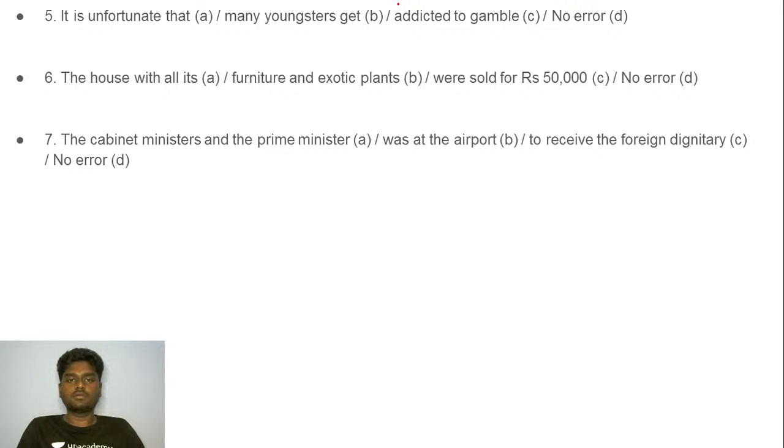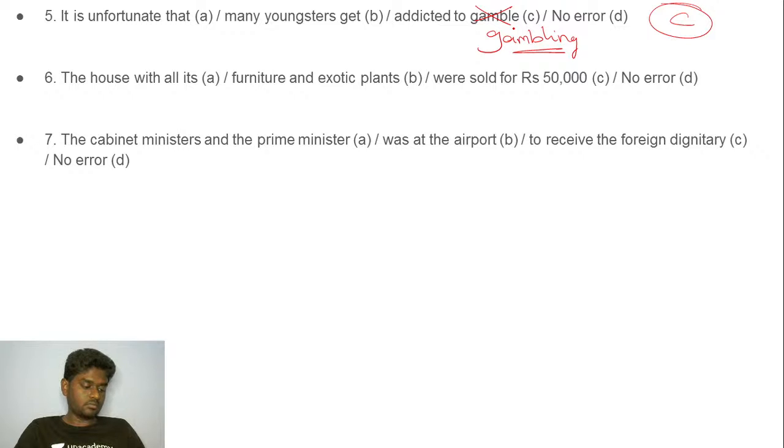Okay, good. So it is unfortunate that many youngsters get addicted to... It is not gamble. Gamble is actually a verb, right? Addicted to gambling. Gambling can be a verb as well as a noun, but gamble will always be a verb. So it is not gamble. Many youngsters get addicted to gambling, so the error is with C.